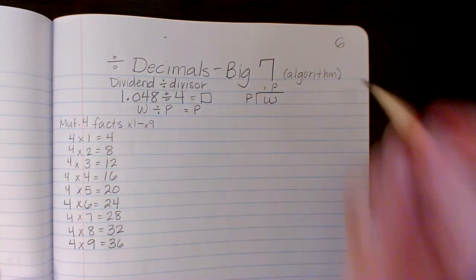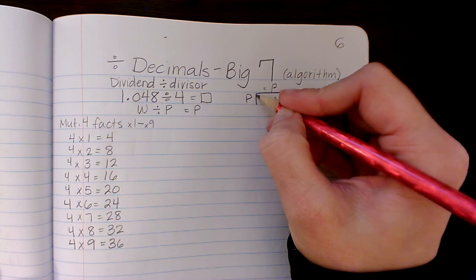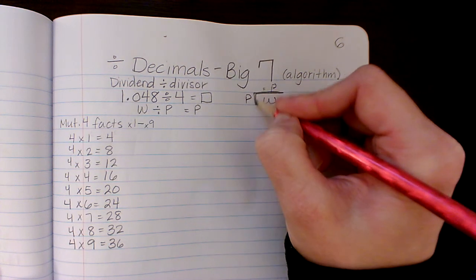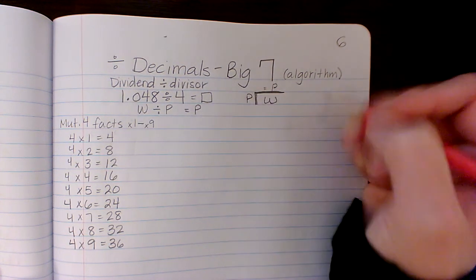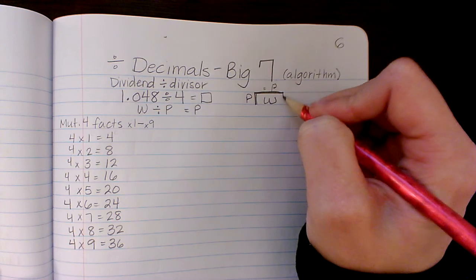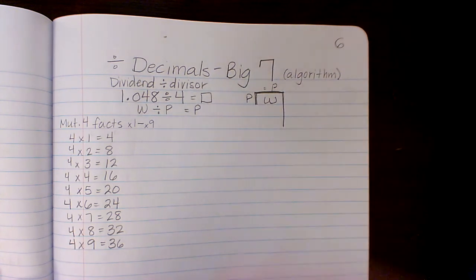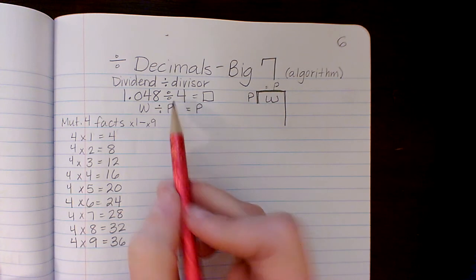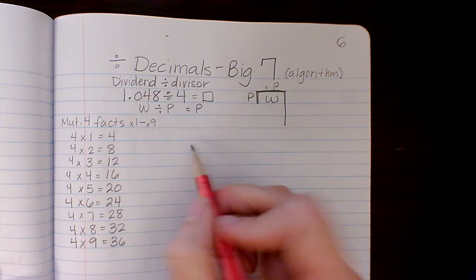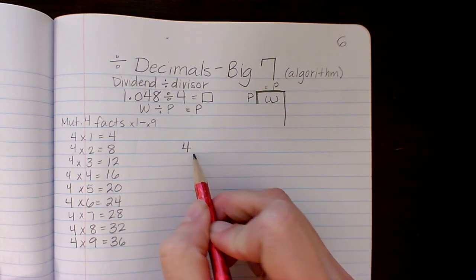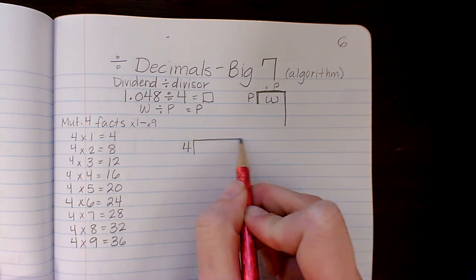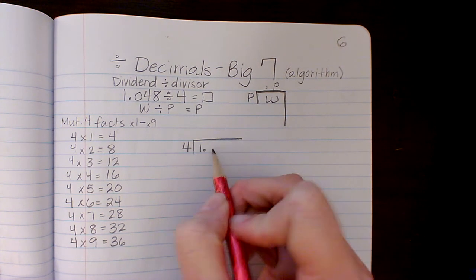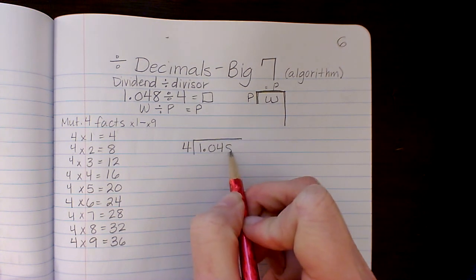So let's make the Big 7. In a regular algorithm you would just use part of a box. Now, we're going to draw a line down to make a Big 7, and that's why it's called the Big 7 strategy. On the outside of my Big 7 is this 4 here, and on the inside is my whole, 1 and 48 hundredths.